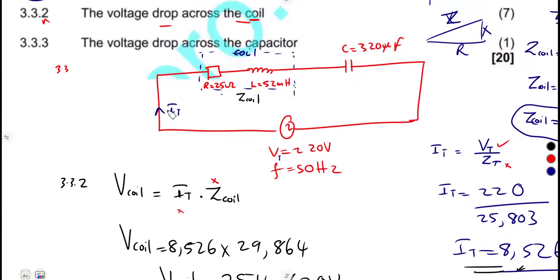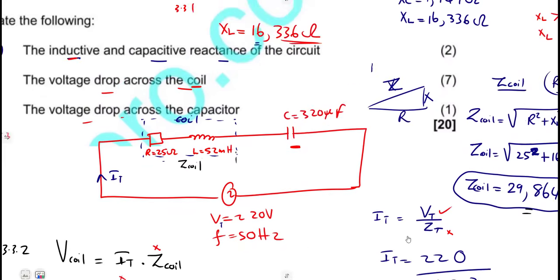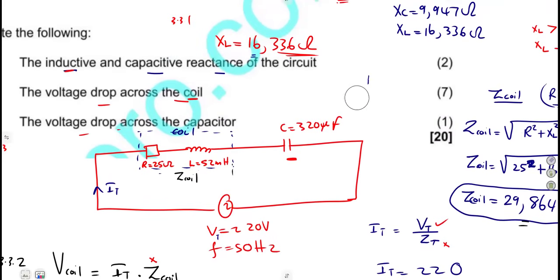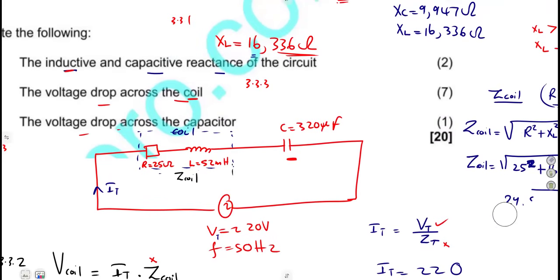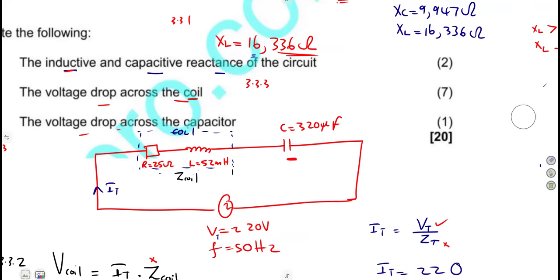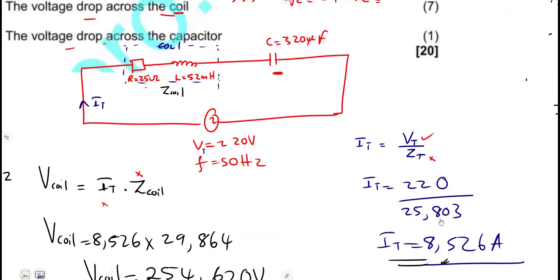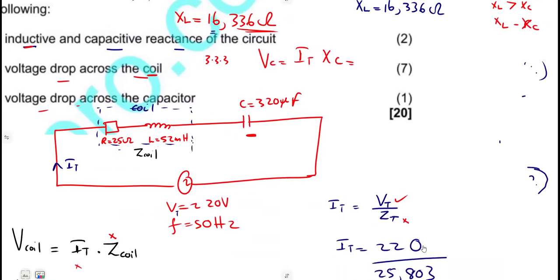All right, 3.3.3, the voltage drop across the capacitor. So across the capacitor, we're just going to need the total current and the reactance of the capacitor. So that's it on 3.3.3. From the total current that you calculated, that's going to give us the voltage across the capacitor, as the current is the same. Then you use the reactance of the capacitor. So our total current we have, 8,526, that we're given.